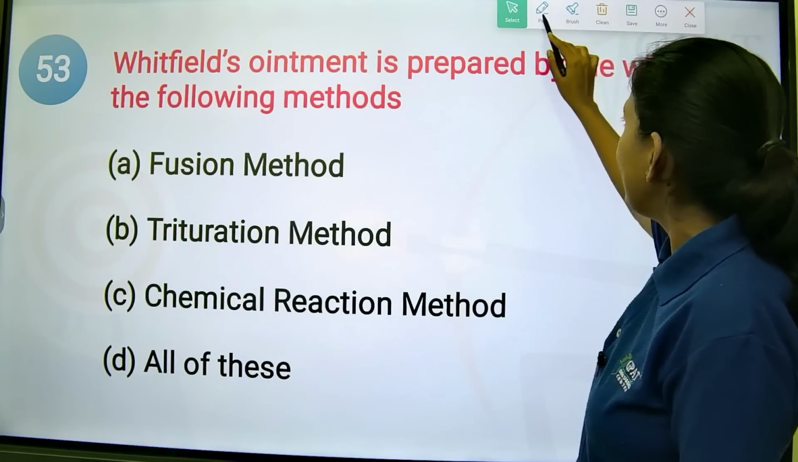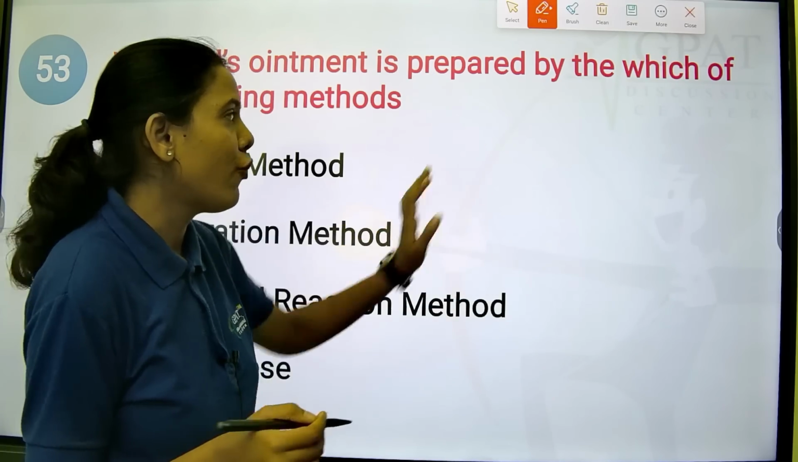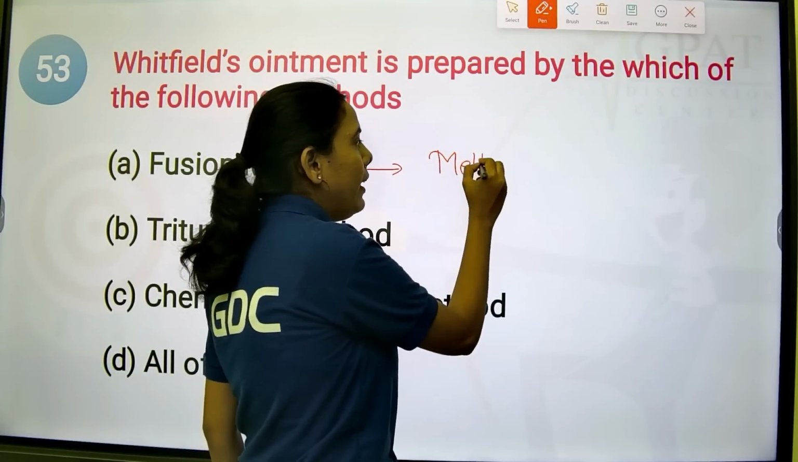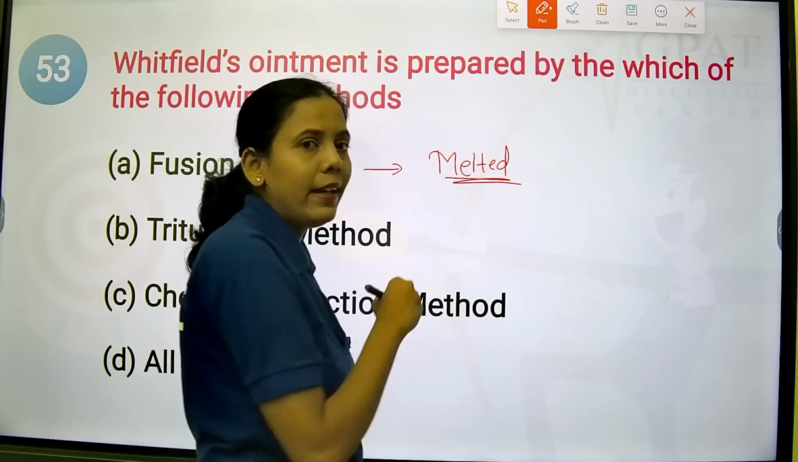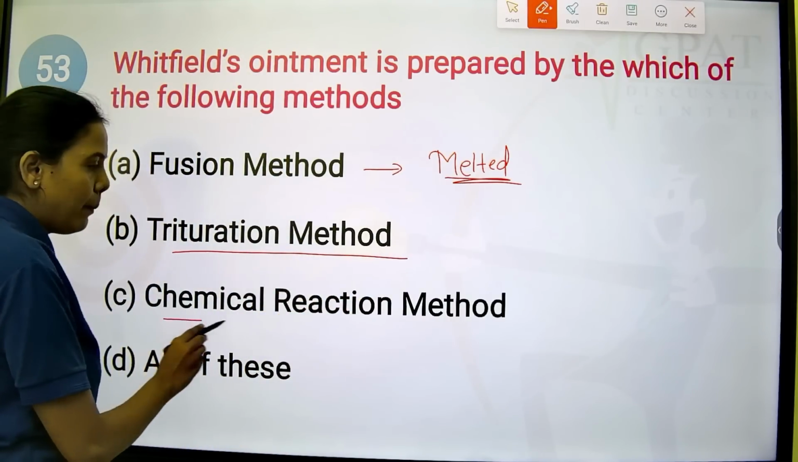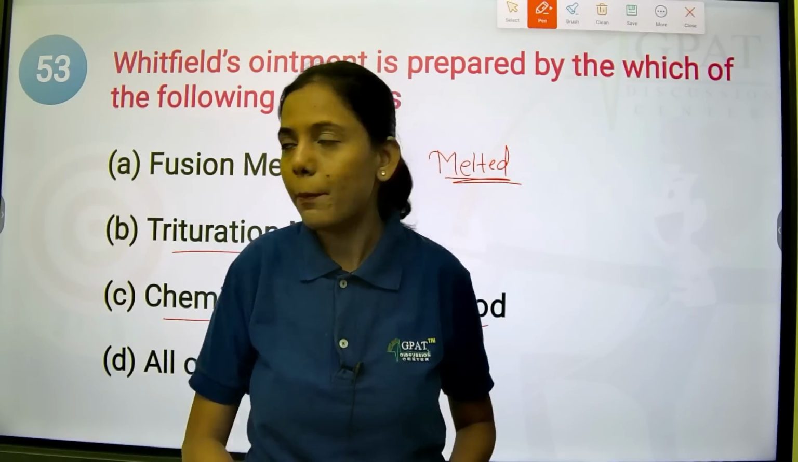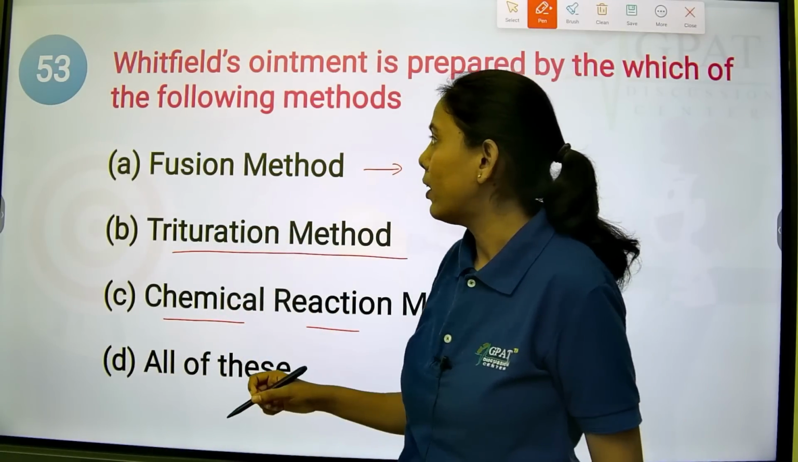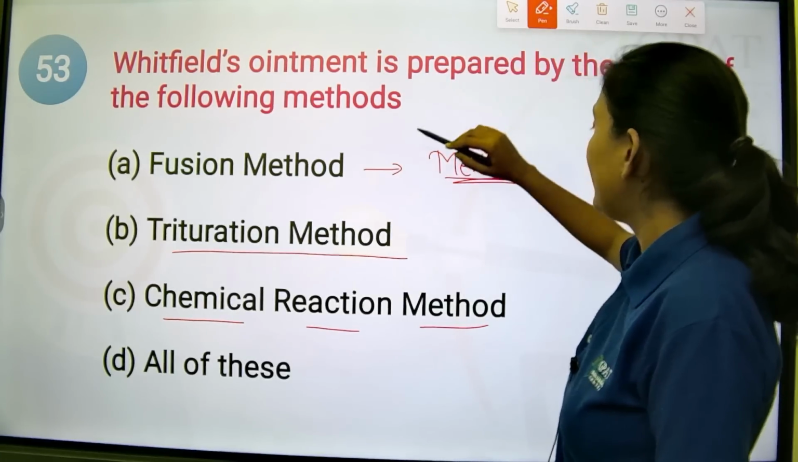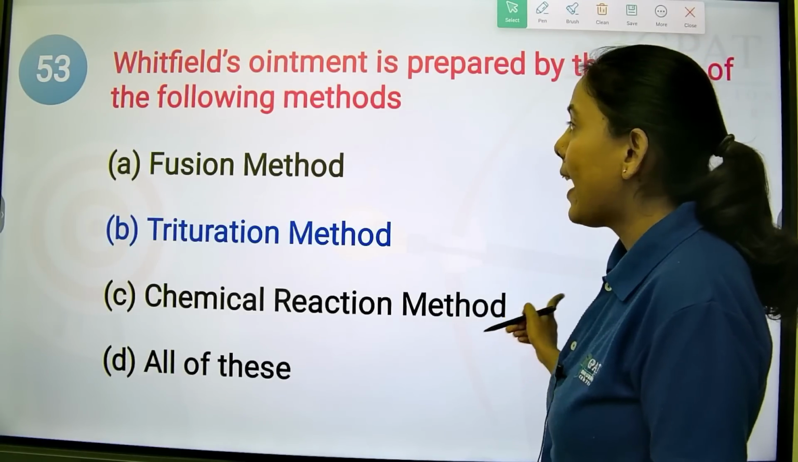Now, Whitfield ointment is prepared by which of the following methods? There are three different methods for preparation of ointment. The first is the fusion method. Fusion means when the substances are mixed and melted at a certain temperature. Then we have the trituration method, then the chemical reaction method, when you add certain ingredients and a chemical reaction happens. Whitfield ointment is basically prepared by the trituration method.